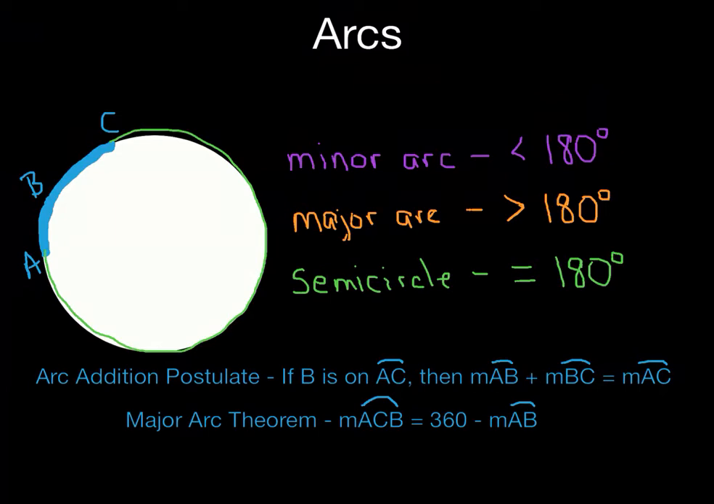It's going to be equal to 360 minus whatever AB is. So if AB, let's say, is 10, then ACB is going to be 360 minus 10, or 350. That's because the distance all the way around the circle with the measure is 360 degrees.